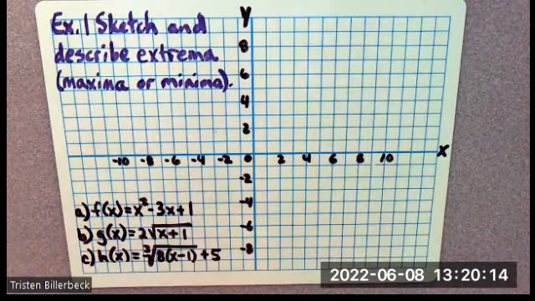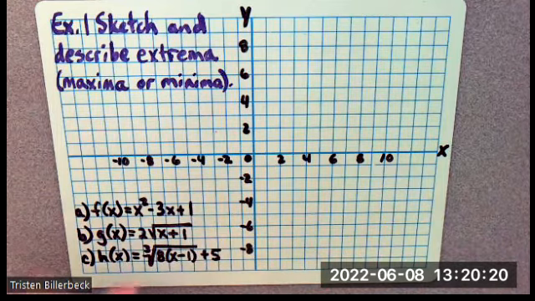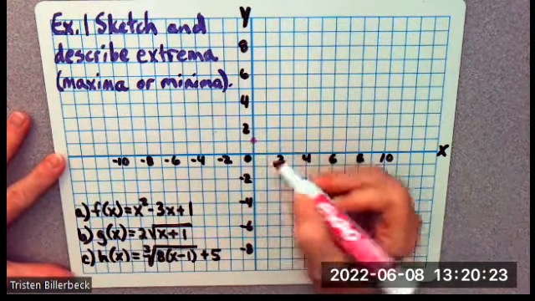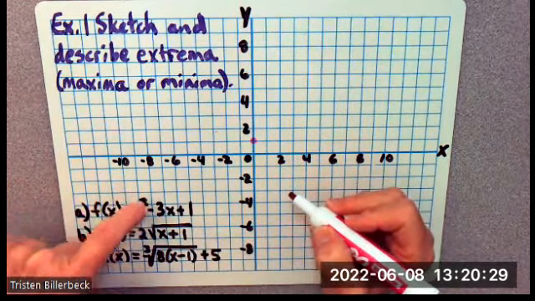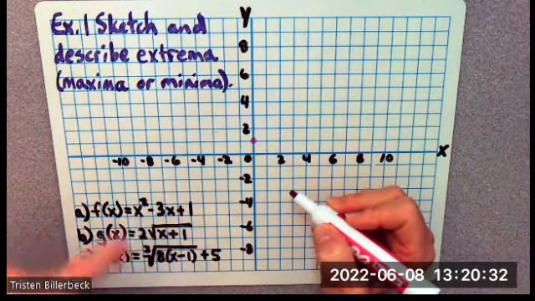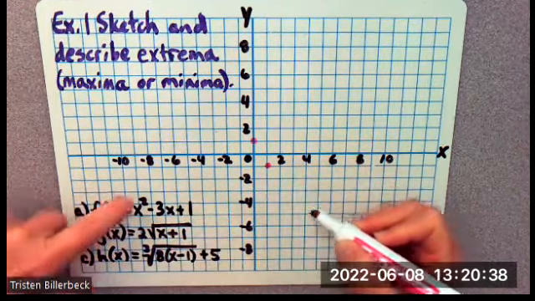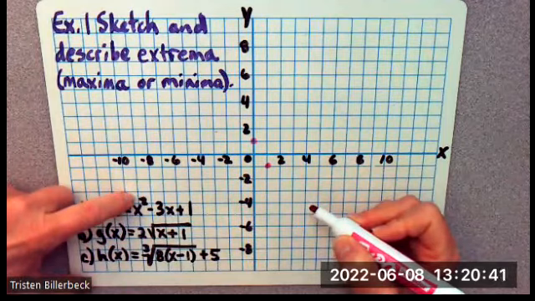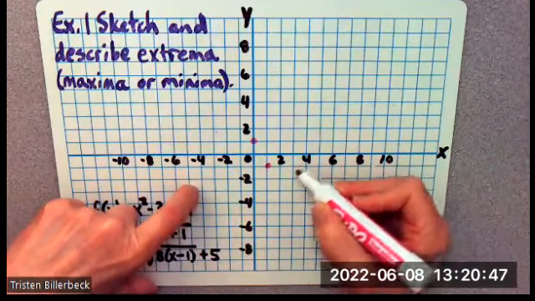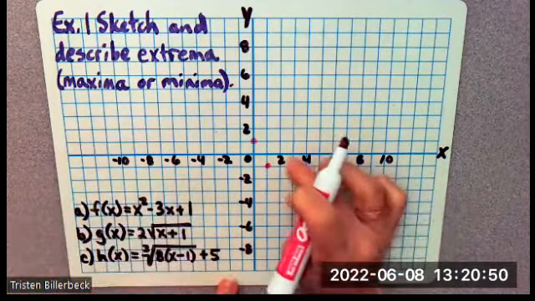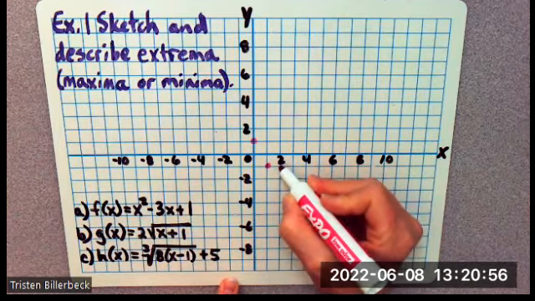Okay, so let's take a look at this one here. We see we have a y-intercept right here, so we can plot that. When we put in 1, we have 1 squared minus 3, so that's -2, plus 1 gives us a -1. When we put in 2, we have 2 squared, which is 4, minus 3 times 2, which is 6, is -2, plus 1 is -1. So 2 is right here.